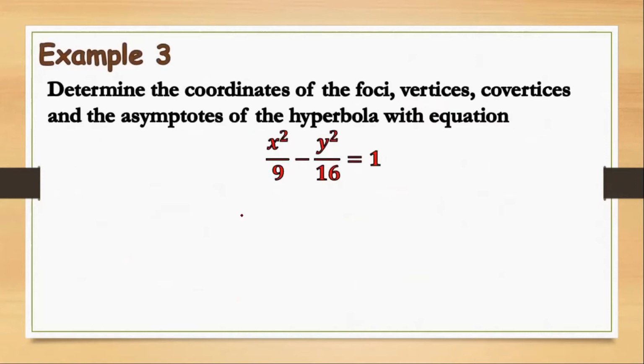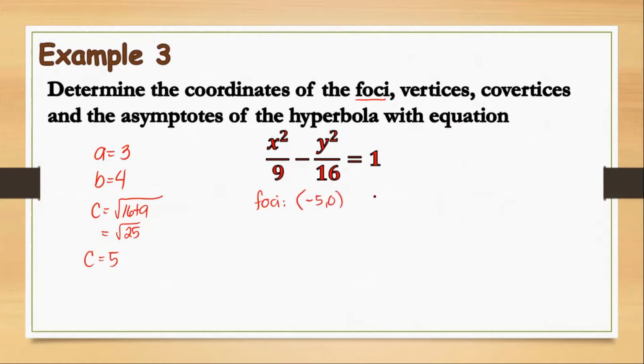Okay, let's continue with example 3. Determine the coordinates of the foci, vertices, co-vertices, and asymptotes of the hyperbola given this equation. So let's try. Our a is equal to 3. Our b is equal to square root of 16, that is 4. And so our c is equal to square root of 16 plus 9, which is square root of 25. So our c is equal to 5. Since our c is equal to 5, it's easy for us now to find the coordinates for the foci. The coordinates for our foci will be negative 5, 0, and 5, 0.